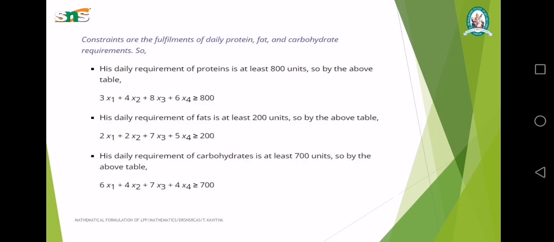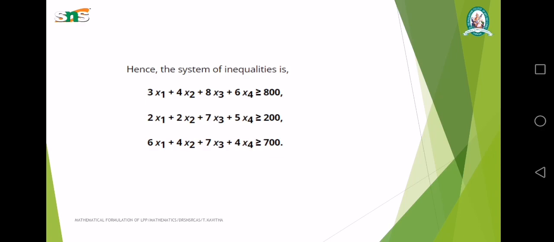And also his daily requirement of fats is at least 200 units. So by the above table, 2x1 plus 2x2 plus 7x3 plus 5x4 greater than or equal to 200. And the same, his daily requirement of carbohydrate is at least 700 units. So by the table, 6x1 plus 4x2 plus 7x3 plus 4x4 greater than or equal to 700. These are the inequalities, the system of inequalities called the constraints.